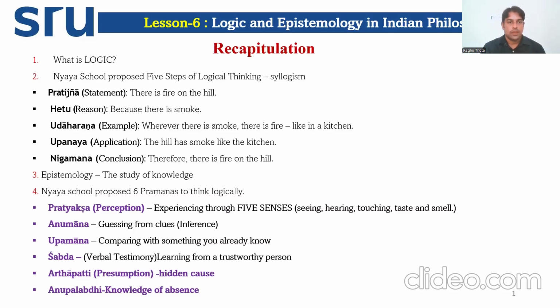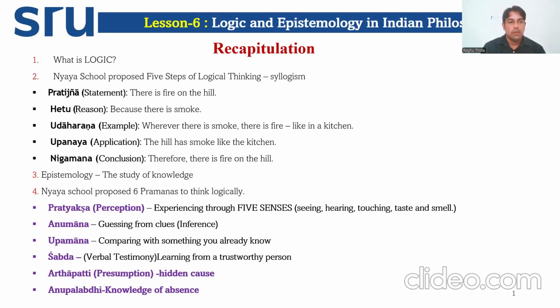What is logic? The ability to think carefully to come to the right conclusion is called logic. According to Indian ancient philosophy, one has to develop logical thinking to be successful in one's own life. That's why the Nyaya school, one of the ancient classical schools, has proposed logical thinking, and it has proposed 5 steps of logical thinking, which we call syllogism.